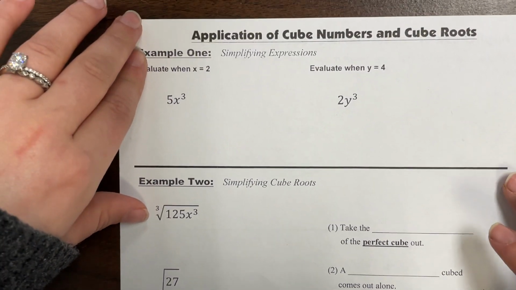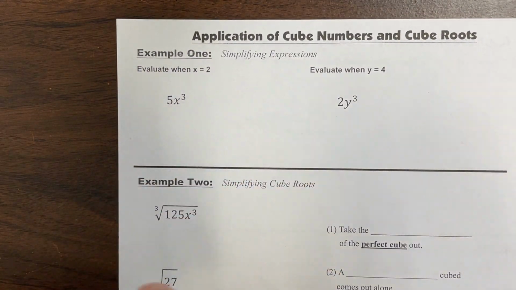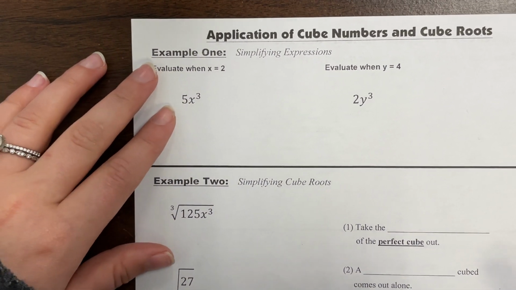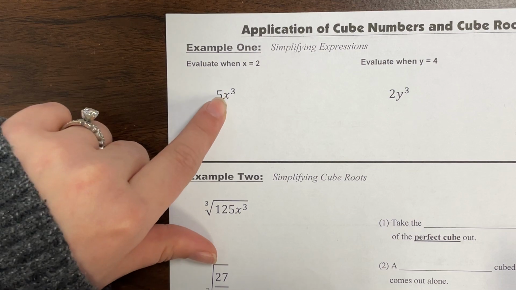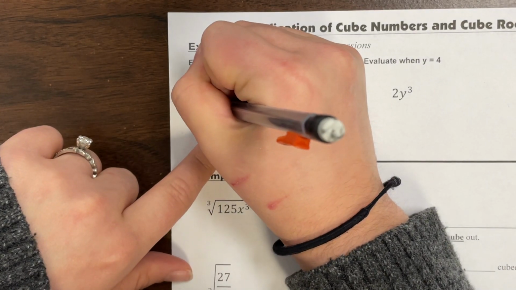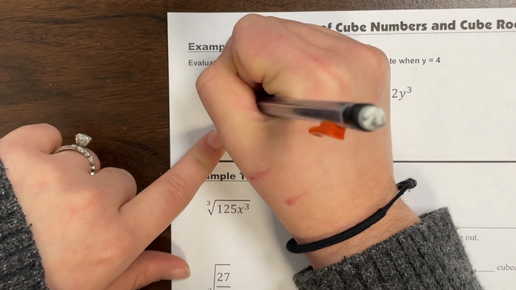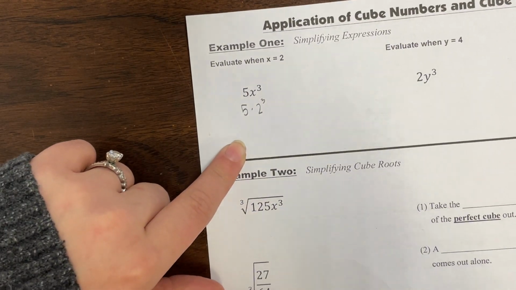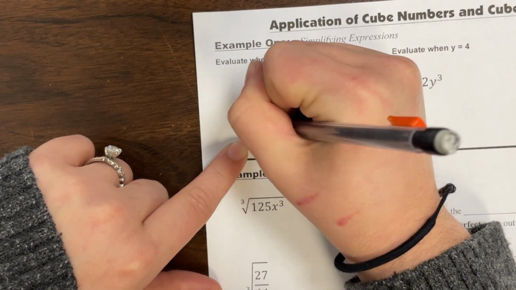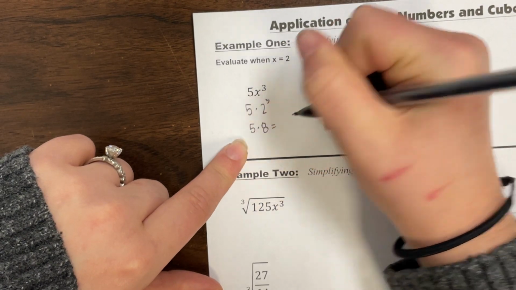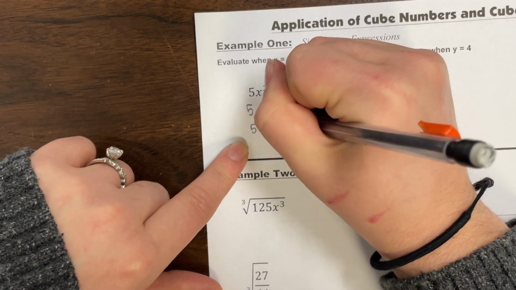Okay, looking at the back side, we're dealing with cube roots now. That is just something multiplied 3 times. So when it says x equals 2, we'll just replace x with 2. So this will be 5 times 2 cubed. 2 cubed is 8, so 5 times 8. 5 times 8 equals 40.